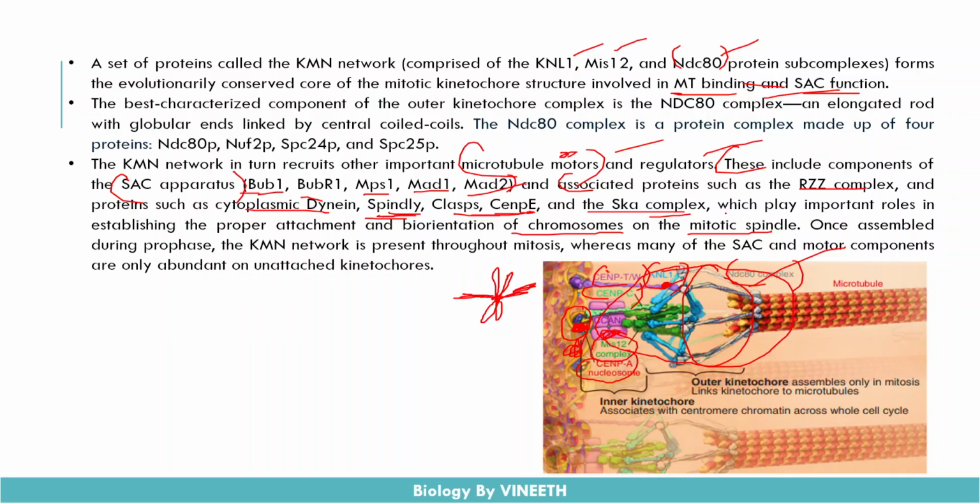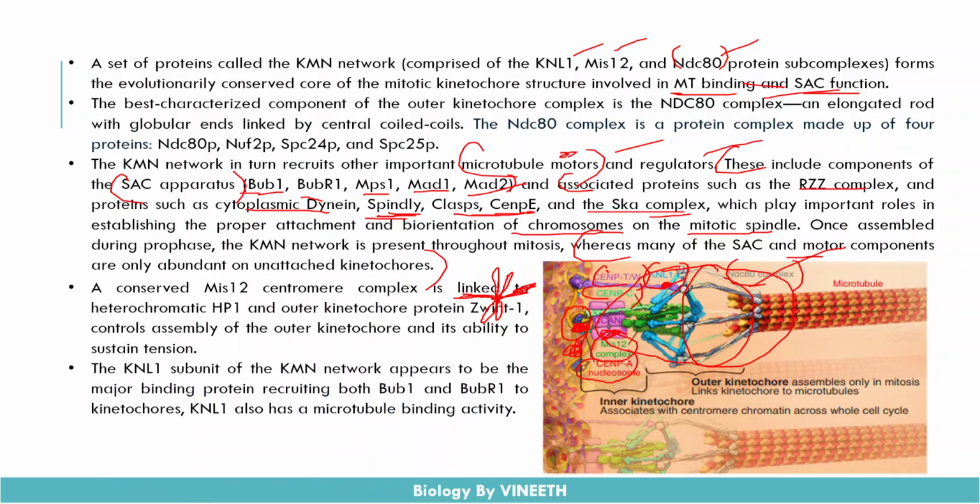Once assembled at the start of the prophase, the KMN network is present throughout the mitosis. It won't leave the kinetochore regions, whereas the SAC, spindle assembly checkpoint, and the motor components are only abundant on the unattached kinetochores. That means the proteins involved in this checkpoint get diminished by the end of anaphase. By the end of anaphase you won't be seeing any spindle assembly checkpoint proteins. They are mostly abundant on unattached kinetochores during the start of the prophase.